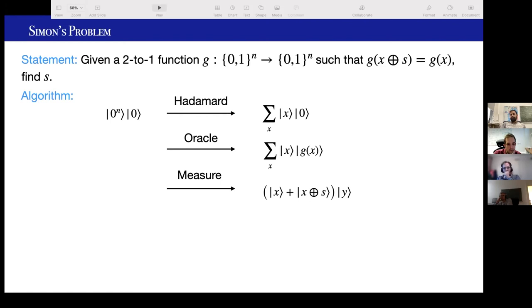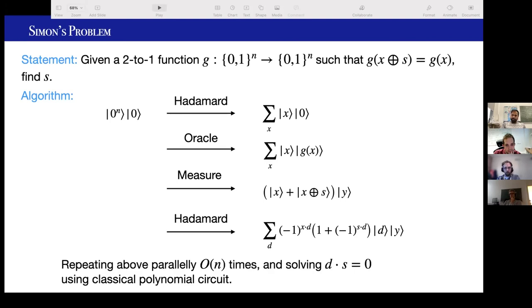And since it was 2-to-1 and satisfied this periodicity condition, the first register will become x and x plus s, because g(x) and g(x plus s) both are equal to the same number. So after measuring, you will get a y, and these two you can call collisions. So these are collisions giving the same value of the function. And then you apply again the Hadamard on the first n qubits, and you will get this sort of expression here.